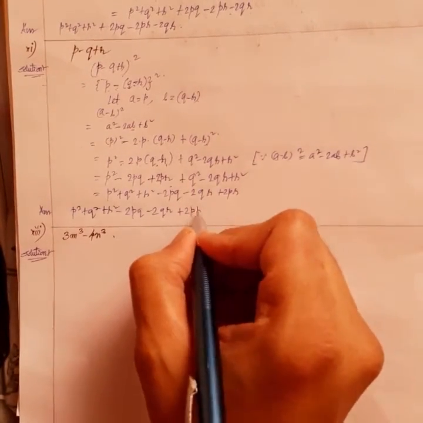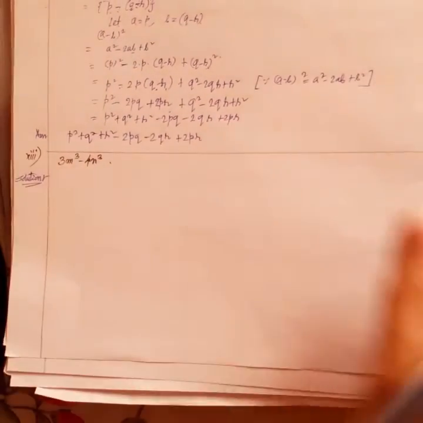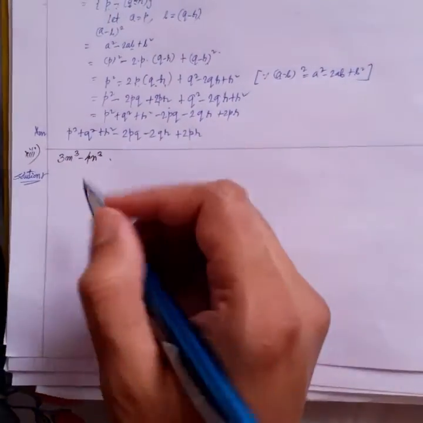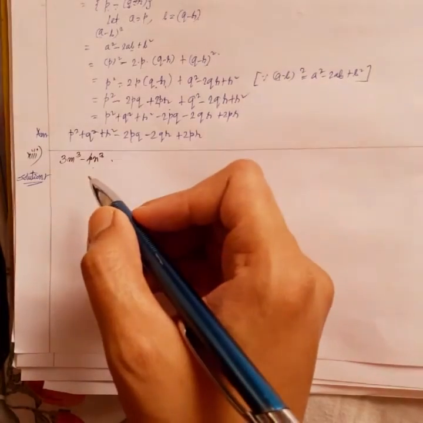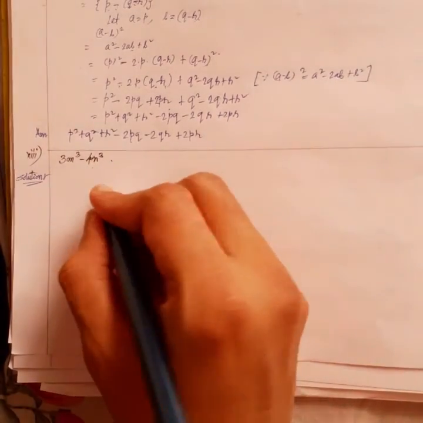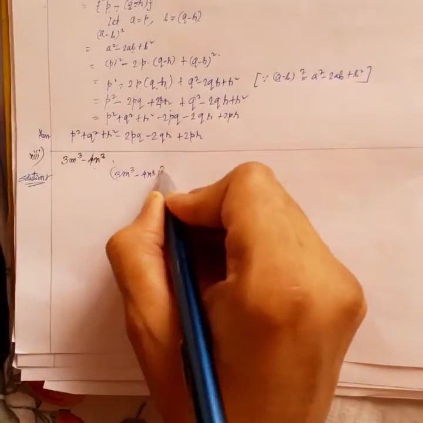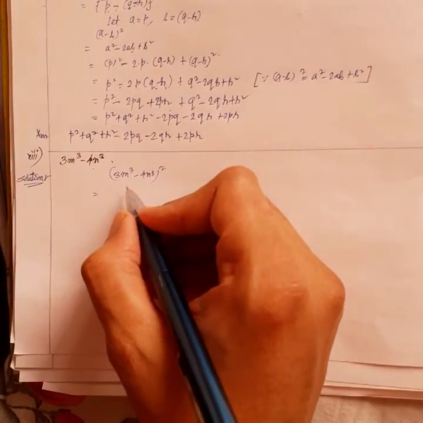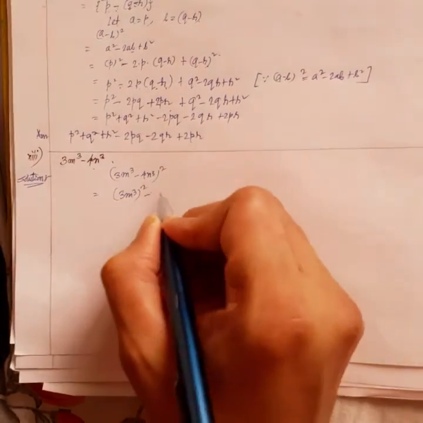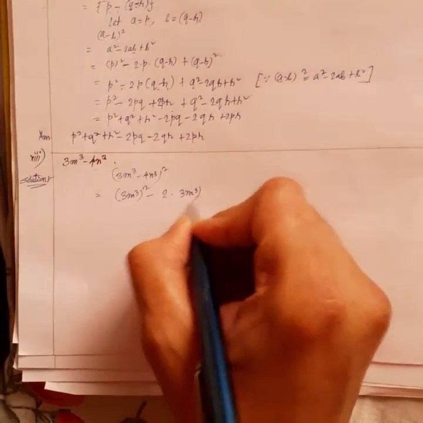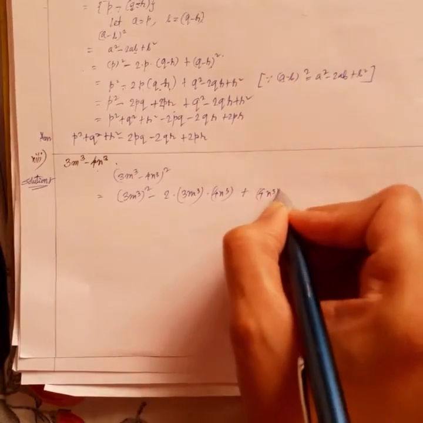I think that the sum is clear to everybody. Now we are going to do question number 13. Here you have 3m cube minus 4n cube, and you have to find the square of this using the formula. This is a very simple and straightforward sum. You have to write 3m cube minus 4n cube whole square. Again you have to use the formula a minus b whole square. So this becomes 3m cube whole square minus 2 into 3m cube into 4n cube plus 4n cube whole square.